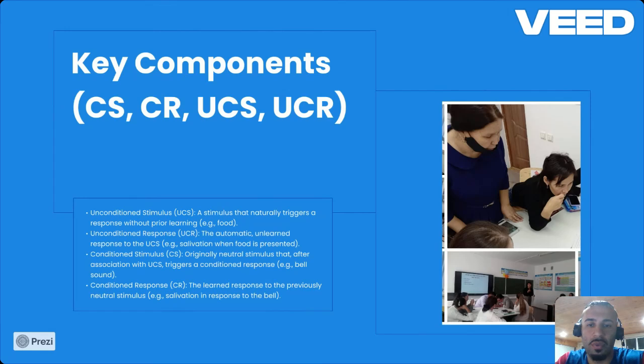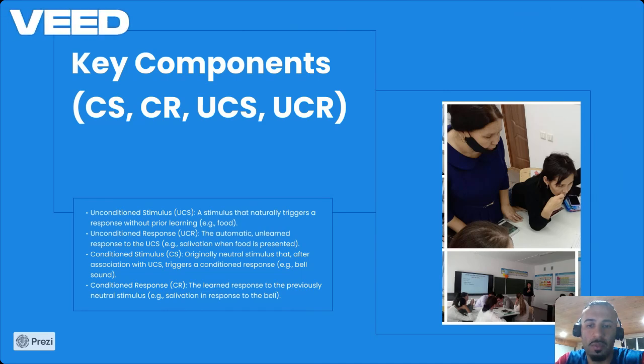An unconditioned stimulus is a stimulus that naturally triggers a response without prior learning. An unconditioned response is the automatic, unlearned response to the unconditioned stimulus. A conditioned stimulus is originally a neutral stimulus that, after association with the unconditioned stimulus, triggers a conditioned response. A conditioned response is the learned response to the previously neutral stimulus.